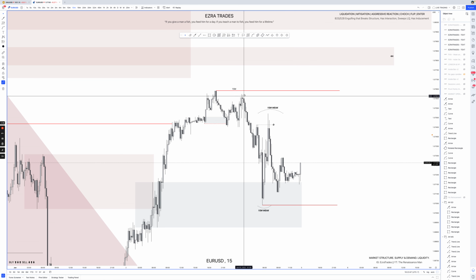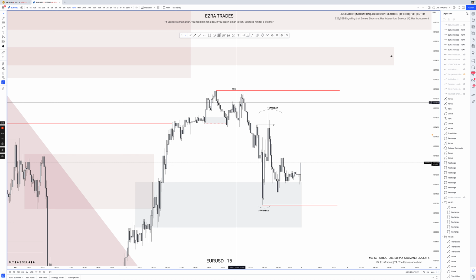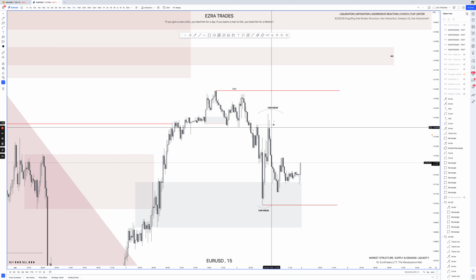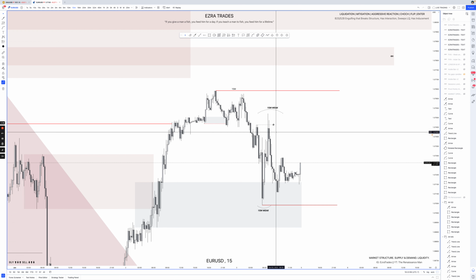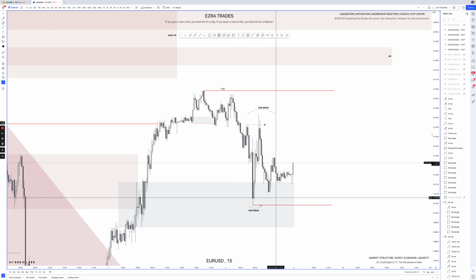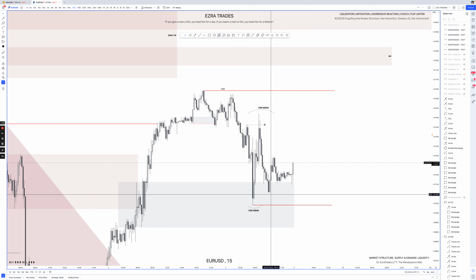In my mind, I don't want to take anything off of here because none of these POIs are clean. None of them have inducement of liquidity. None of them look like quality, right? This demand is considered weak at this moment. So I'm not buying from this area here.